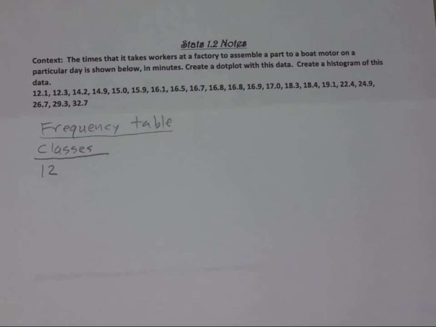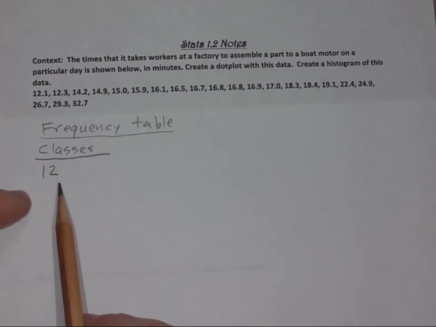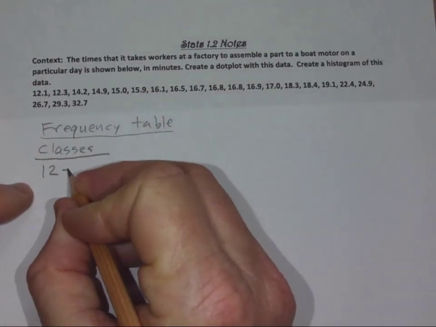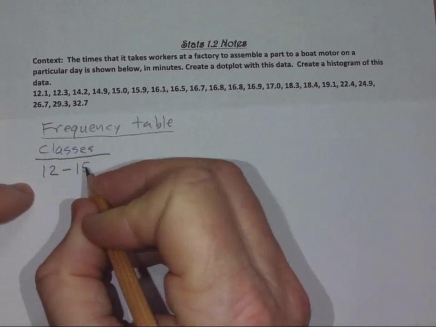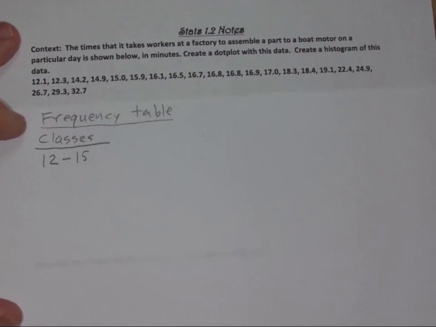You could say, well, if I made the class sizes of 5, then I would have 4 or 5 classes, but I'm going to make my class sizes 3, and so the first class will go from 12 to 15. Now you've got some liberty there, so when people make different frequency tables with the same data, they can look different, and their histograms can look a little different, and that's okay.